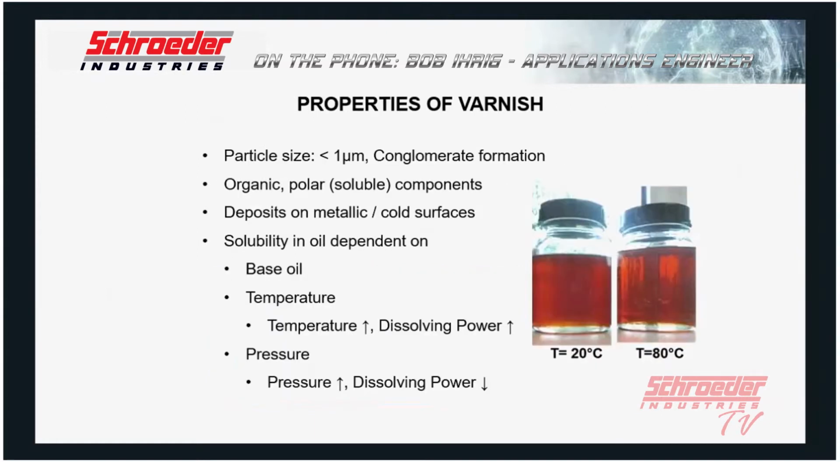The properties of varnish: like I said in one of the earlier slides, it can appear in many different ways. Generally speaking, the particulate size is less than 1 micron. So in some cases, it could be even submicron. It could be 0.1 micron, perhaps. And it can also exist as an agglomerate or a conglomerate or a mass of conglomerated varnish particles.